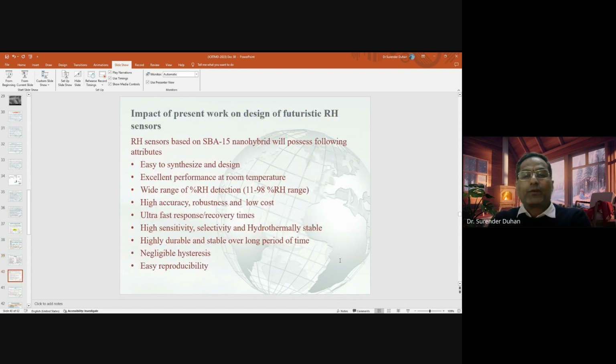Impact of present work on design of a futuristic RH sensor. A relative humidity sensor based on SBA-15 nanohybrid will possess the following attributes: easy to synthesize and design, excellent performance at room temperature, wide range of relative humidity detection, 11 to 98% RH, high accuracy, robustness, and low cost, ultra-fast response and recovery times, high sensitivity, selectivity, and hydrothermally stable, highly durable and stable over a long period of time, negligible hysteresis, and easy reproducibility.